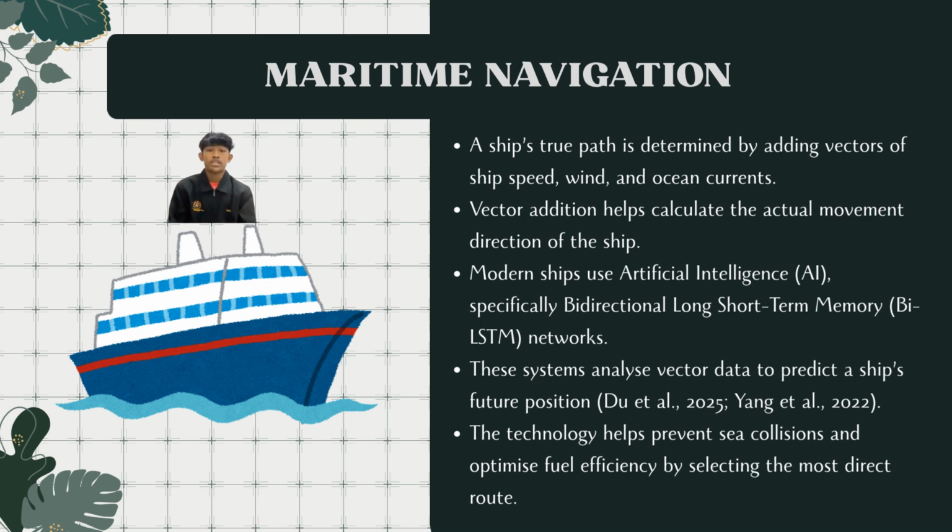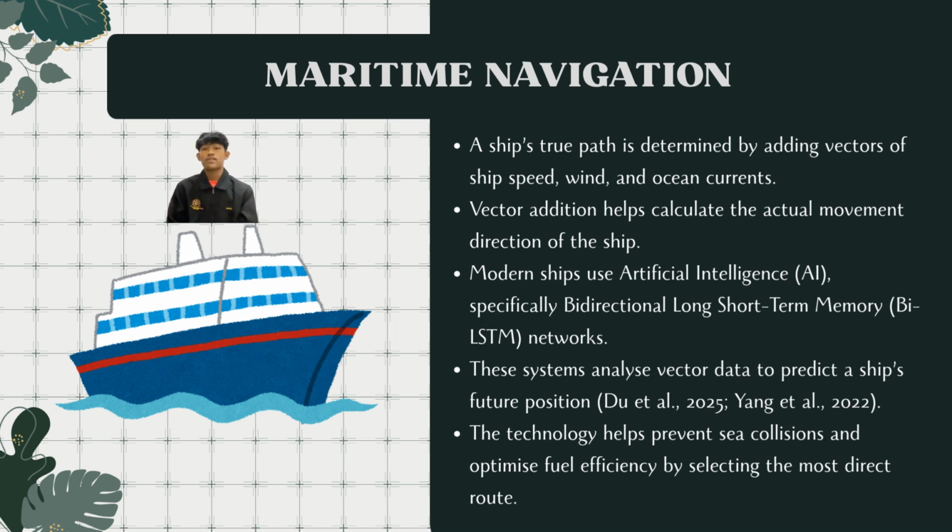For example, the ship engine produces a vector that represents the intended direction and the speed of the ship. However, ocean currents may push the ship sideways and the wind pushes it in another direction. To determine the ship's actual path, we use vector addition. This means we combine the vector of the ship's velocity, the ocean currents, and also the wind.